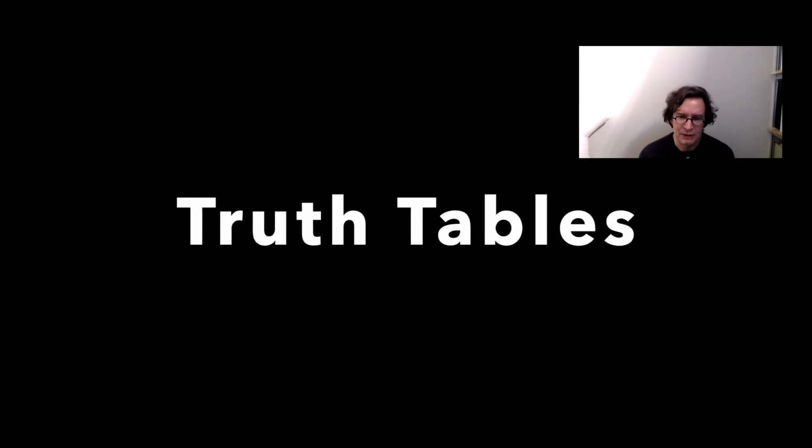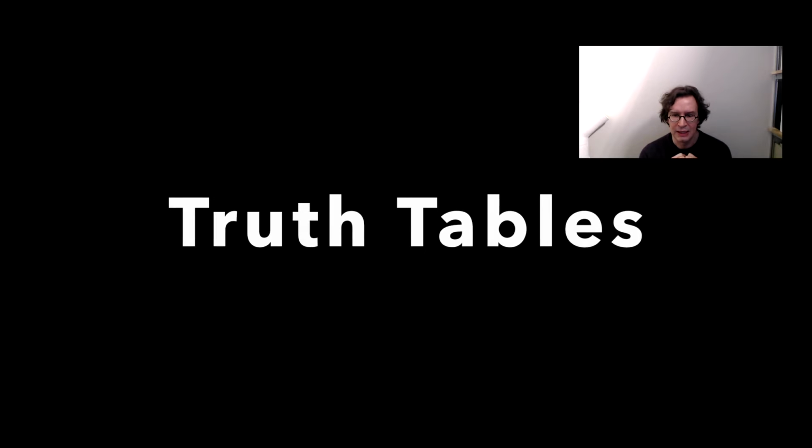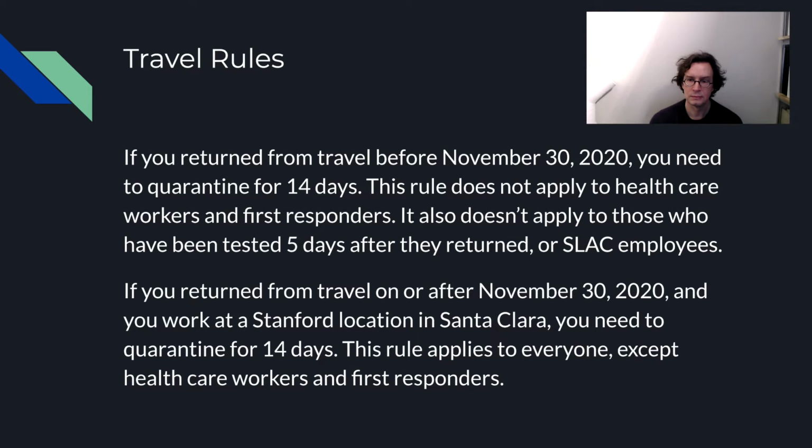So I decided to dust off a tool I used when I was teaching logic. It's called a truth table. So what is a truth table? Well, the best way to understand truth tables is to actually build one. And it starts by looking at the rules you're trying to encode. Here's the most recent set of rules regarding travel and quarantine built into HealthCheck.